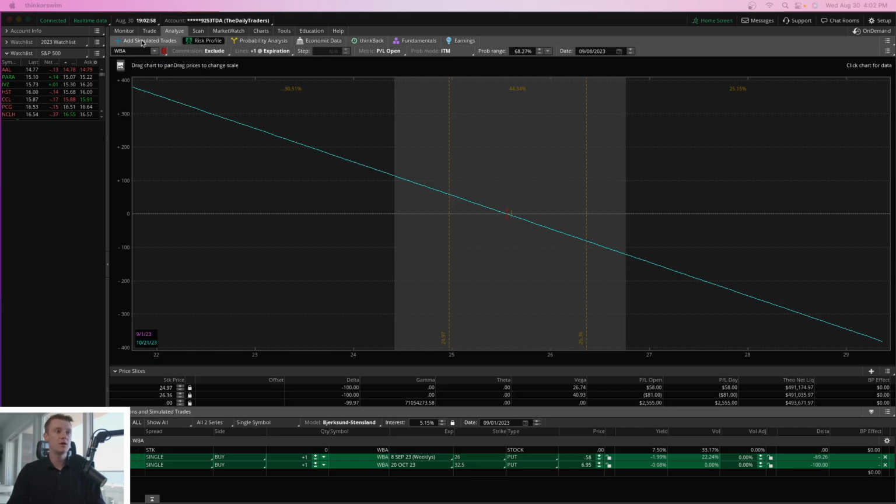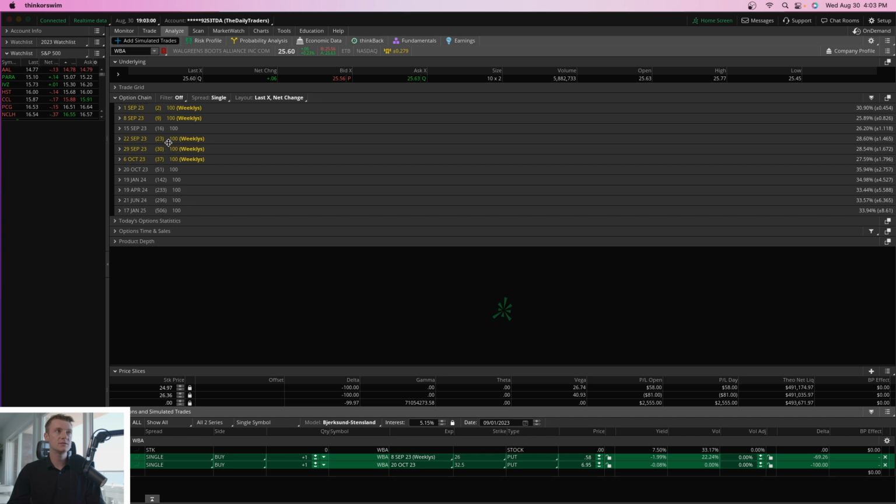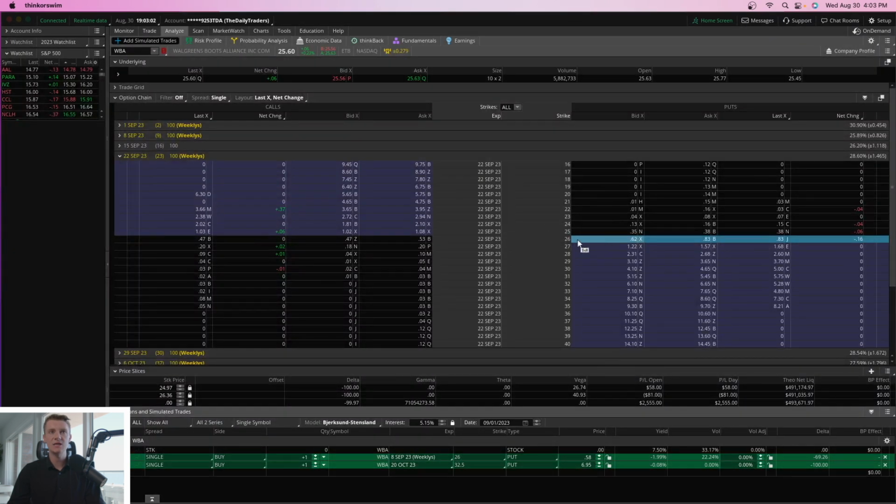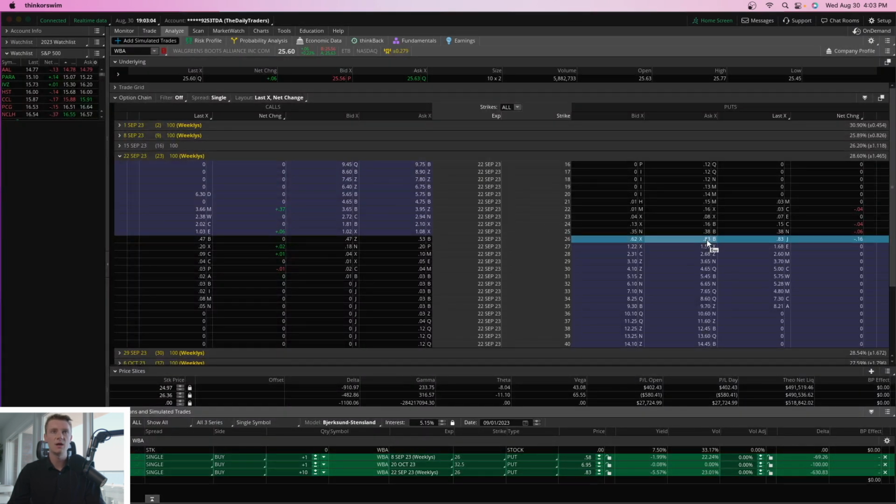And then by going through and simulating out different sets of contracts, we try to optimize and squeeze the most we can out of that position, while at the same time limiting our downside exposure. So let's try running through another set of contracts. Let's go with the September 22nd $26 puts, so one in the money.